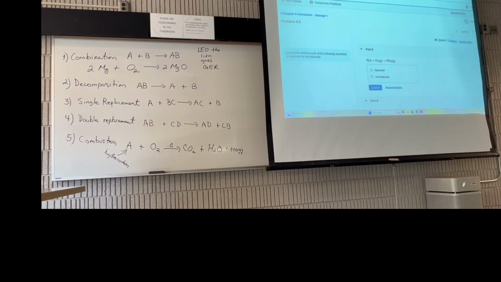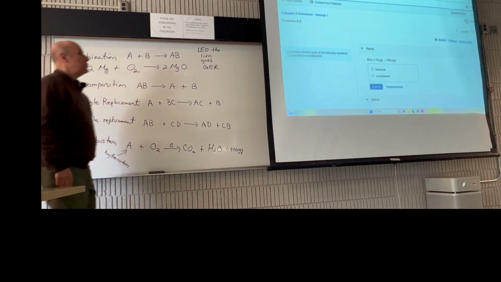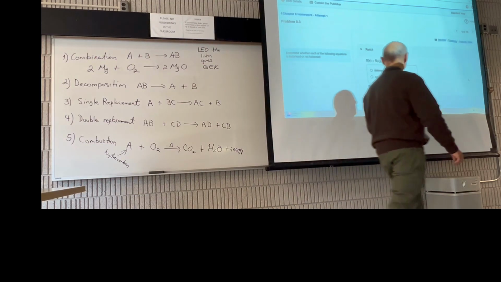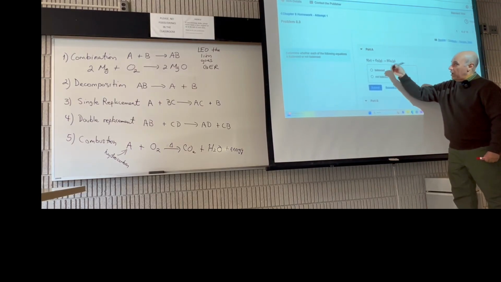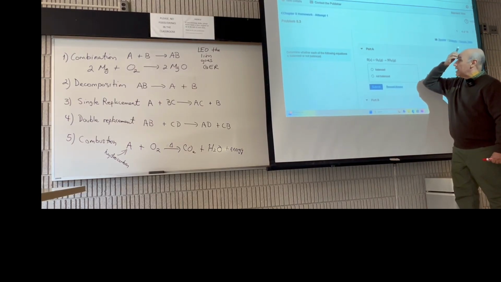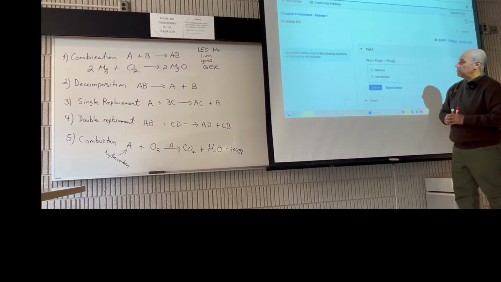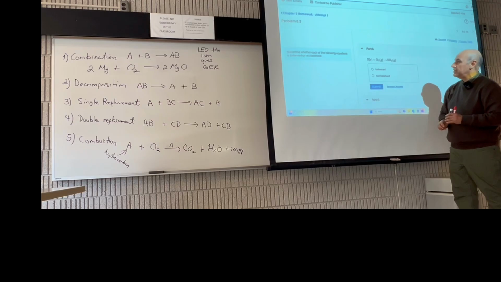Now this is more straightforward. We just need to know if they are balanced as written or not. So as we did last week, we're going to count elements of each kind, bundle them together, and determine whether or not this is balanced.